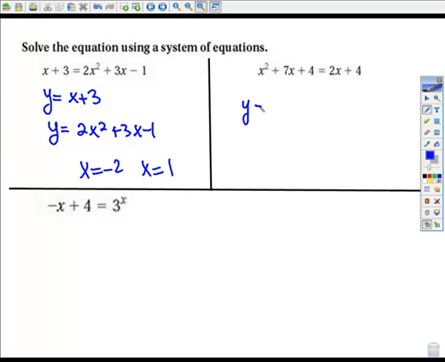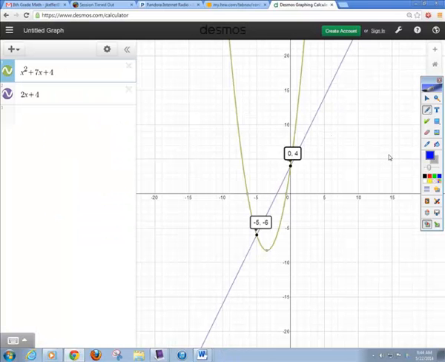So we have y equals x squared plus 7x plus 4 and y equals 2x plus 4. So let's go to Desmos and type those in. Alright, so I typed them in. And notice I just discovered something. I don't even have to put y equals up here. I can just type in what those functions are. And my answer is going to be 0 and negative 5. Again, I'm only looking for the x values because ultimately I'm solving the one equation. I'm just doing it using a system. So my answer is 0 and negative 5.